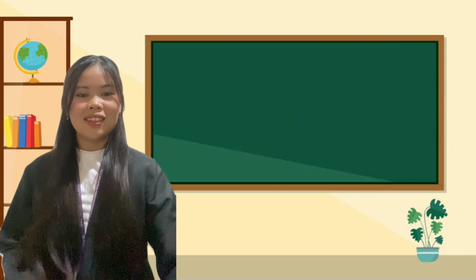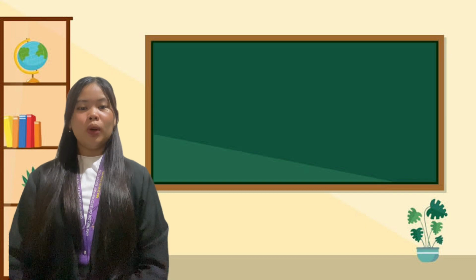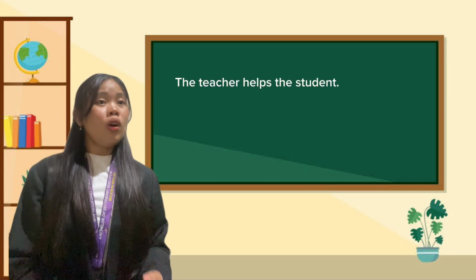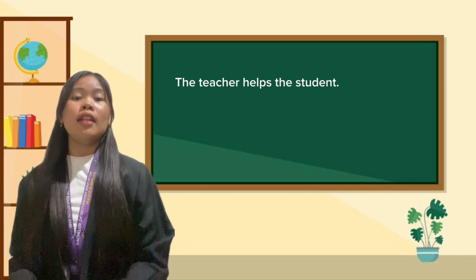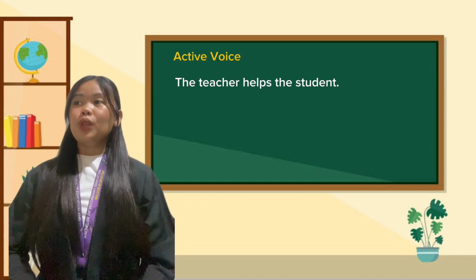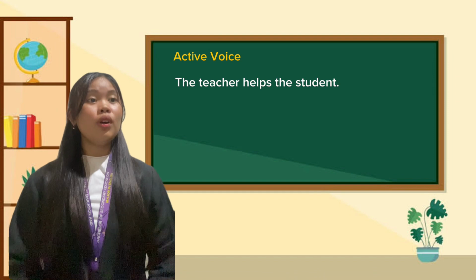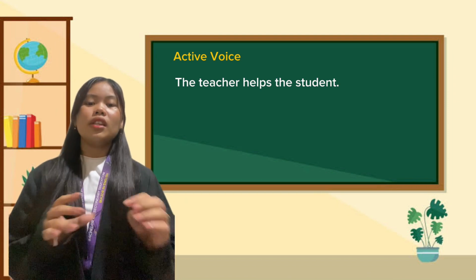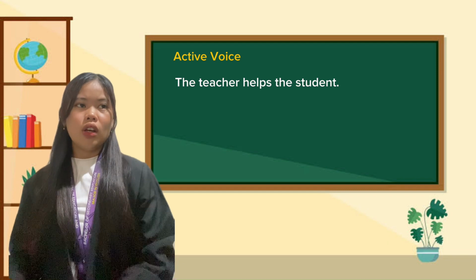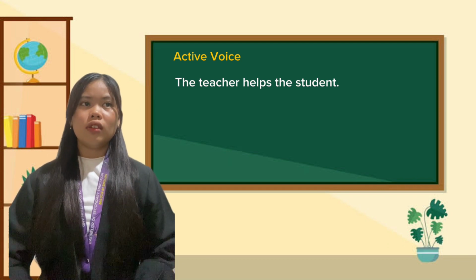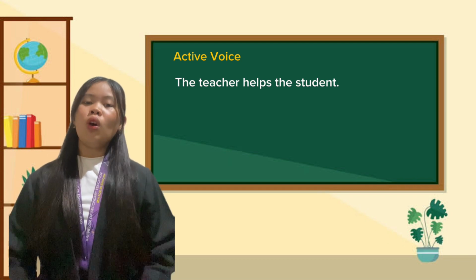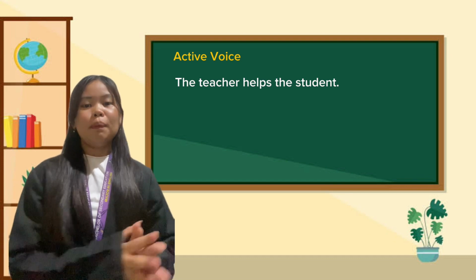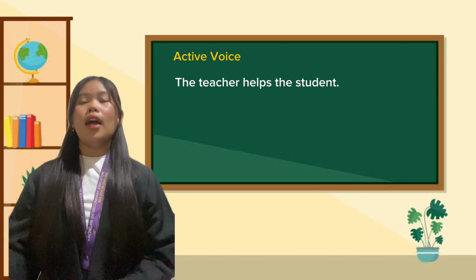So let's start. So we have here an example. The teacher helps the student. So we all know, class, that this is an active voice, and we are going to change it to passive voice. So the student is helped by the teacher. Is it right or not? Yes, it is wrong. So is our to be verb, and the past participle would be help.